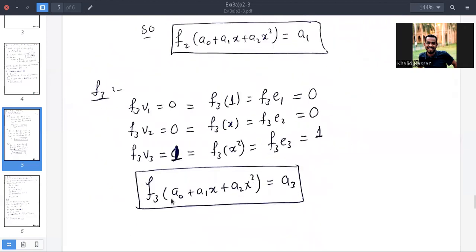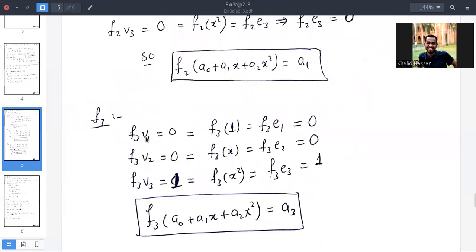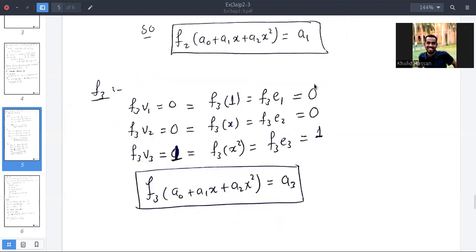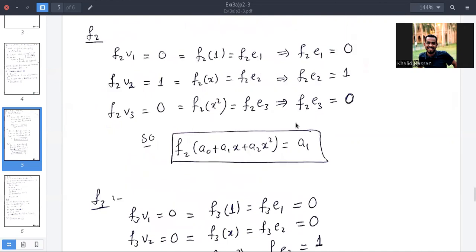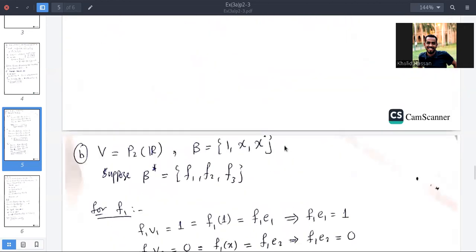Regarding f3, it's the same. So f3 v1 equals 0, f3 of 1, and f3 v2 equals 0, and f3 v3 equals 1. Okay. So we have a3, a1, and a0. So this is a2, in fact, sorry. This is a2, not a3. Okay. This is all we have to say about problem 1 and problem 2.